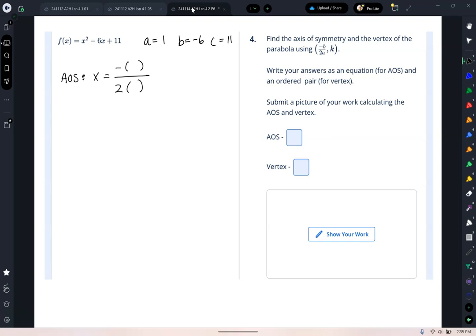So b is negative 6, a is 1. How do you find k? It's a good question. We're not quite there yet, so I'll get there in a second. So this is going to be positive 6 over 2, and then I'm going to simplify that, and I'm going to get 3. So my axis of symmetry is x equals 3. Does that make sense?